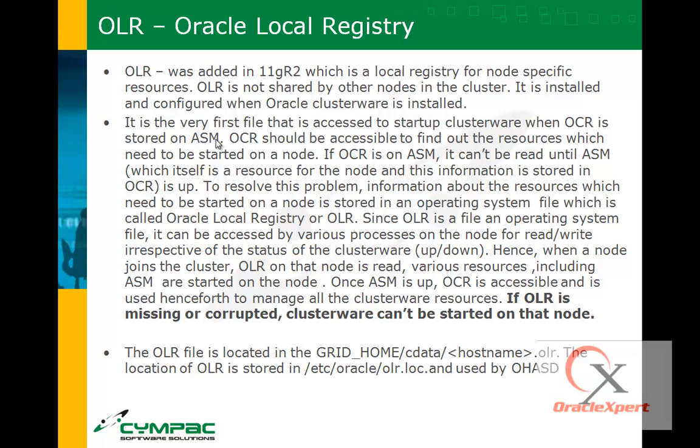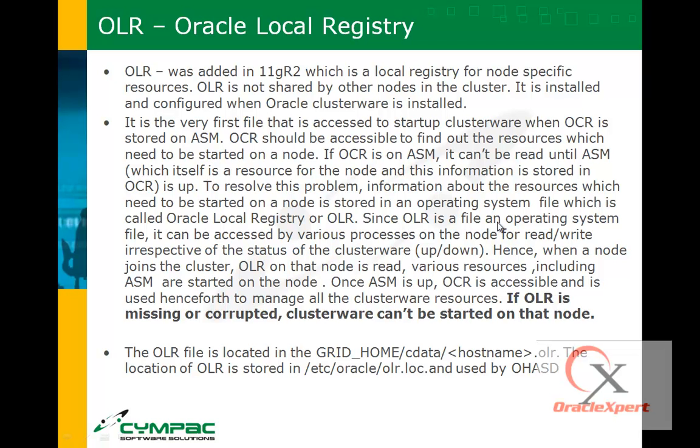So OCR should be accessible to find out the resources which need to be started on a given node. If OCR is on ASM, it can't be read until ASM is up, which itself is a resource for the node, and this information is stored in the OCR itself. So to start ASM, I have to read OCR, and to read OCR, I need to start ASM. It would have been a catch-22 situation otherwise. To resolve this problem, information about the resources which need to be started on a node is stored in an operating system file, which is called the Oracle local registry, or OLR.